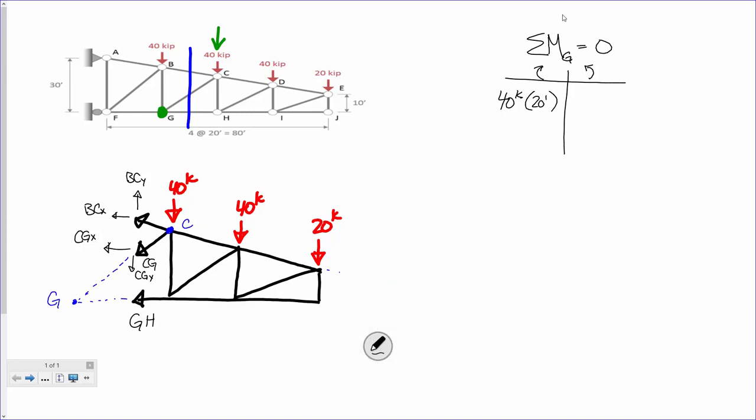So let's keep going. We've got the first 40 kips. The second 40 kips is going to do the same thing, right? And that's at what distance? 40 feet. And then the next one is what? 20 kips times what? All right.